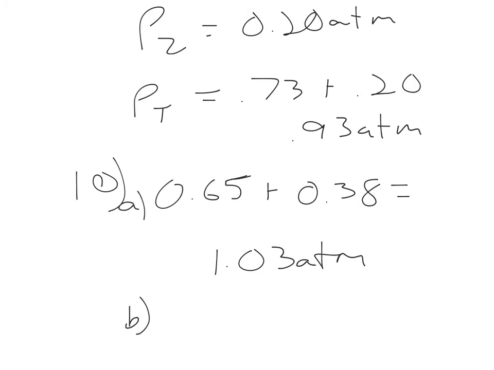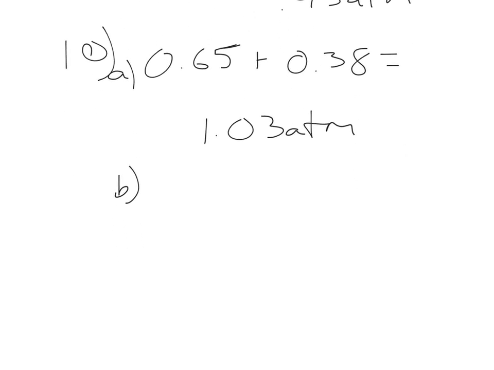B, after the dive, the partial pressure due to the oxygen is reduced by 80%. Calculate the final pressure of oxygen in the tank. Okay, 80%. We can do this. We've got to take away whatever 80% of oxygen is. So oxygen was 0.65, and 80% of that is going to be 0.65 times 80 over 100, or 0.8.